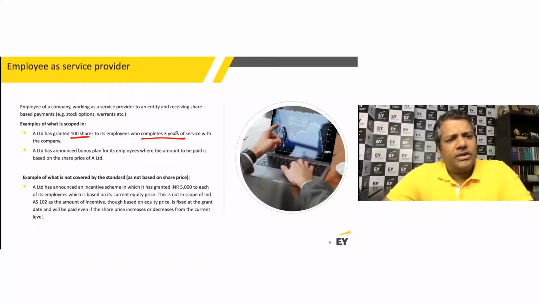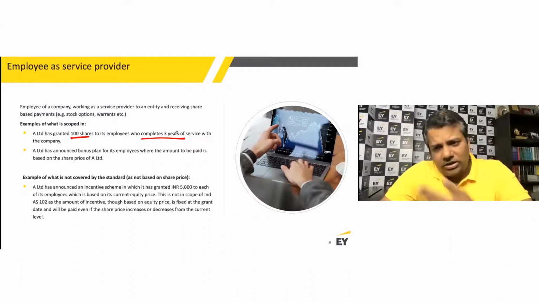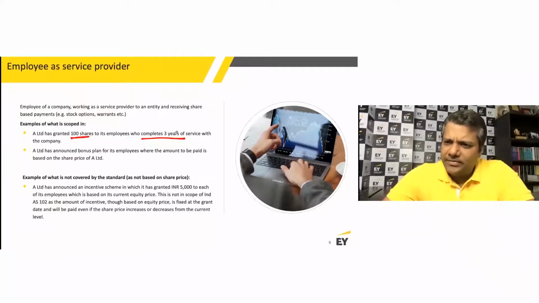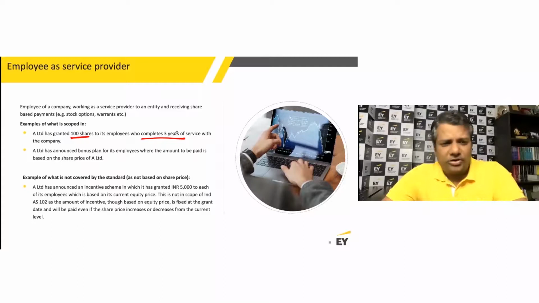So you've announced an incentive scheme in which it has granted INR 5,000 to each of its employees, based on the current equity. Let's say I want to pay all my employees 5,000 rupees. Let's say my stock price is 500 rupees. So that is 10 shares equivalent to each of my employees.